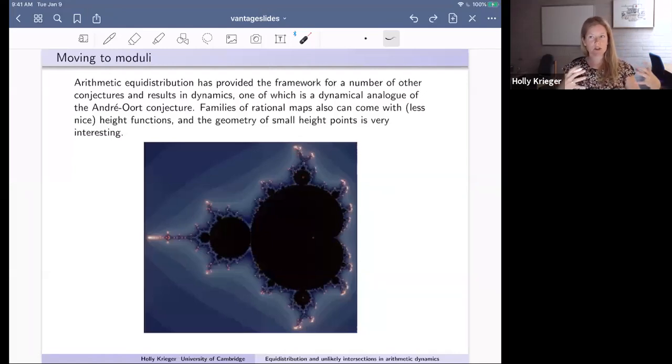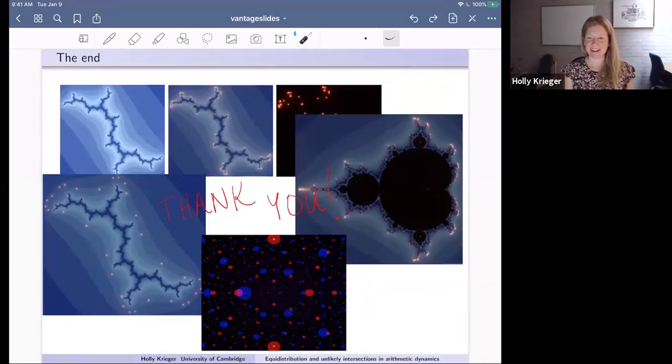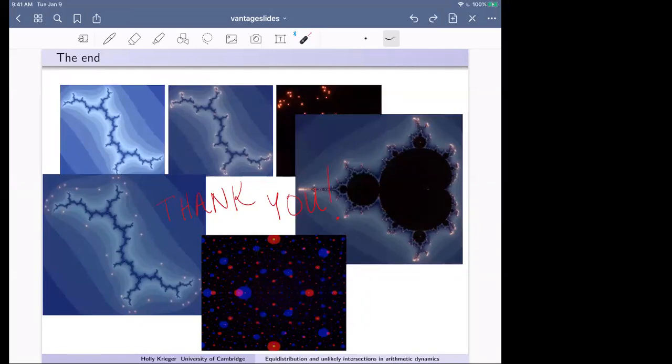So this equidistribution phenomenon also occurs in moduli of dynamical systems, not just for an individual dynamical system. And here, mostly because I wanted to show off the pretty picture, and because I think maybe someone will say a couple of words about dynamical André-Oort later in the series, is a picture of an equidistribution to a different type of dynamical object, namely the Mandelbrot set, or its boundary more precisely. All right, and with that, I will thank you.